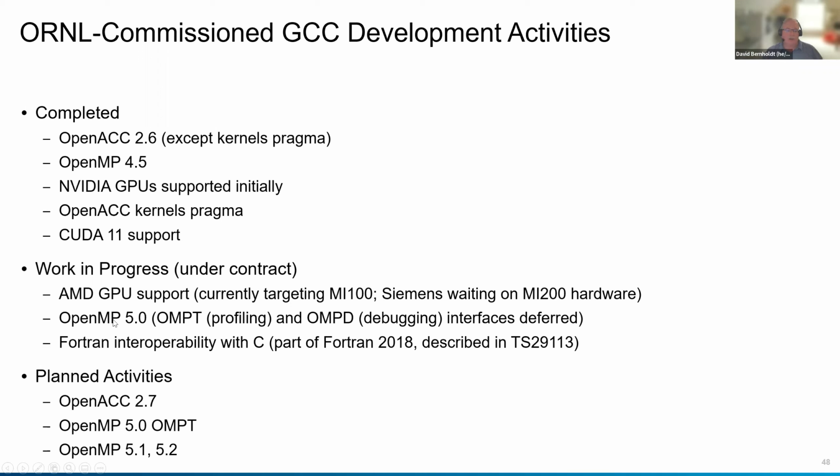We're working on OpenMP 5.0 with a few exceptions. And we've done some work on Fortran interoperability. That actually has been completed. We have a few more things on the books. We want to take OpenACC through 2.7 for now. We're looking at OMPT and also the 5.1 and 5.2 features of OpenMP.